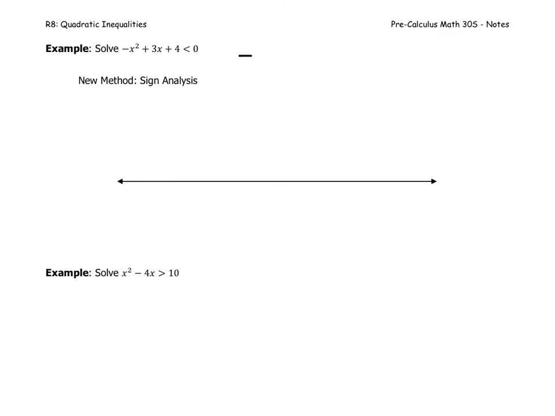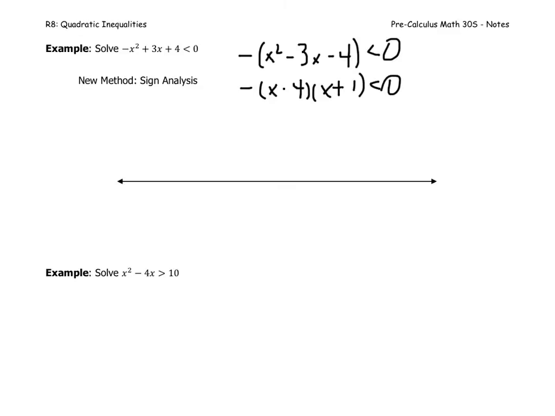I'll factor out the negative sign first, so I get negative, x squared minus 3x minus 4, is less than 0. What are the factors here? x minus 4 times x plus 1, is less than or equal to 0. Now, when will this expression be exactly 0? When this factor is 0. In other words, when x is positive 4.